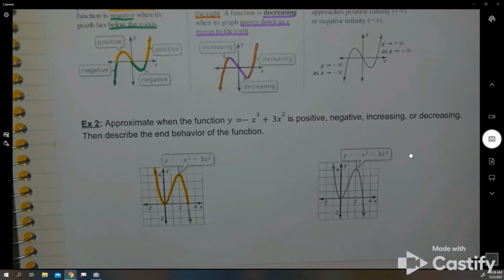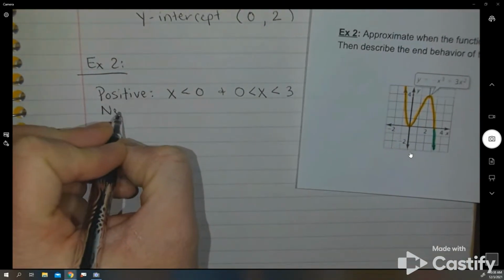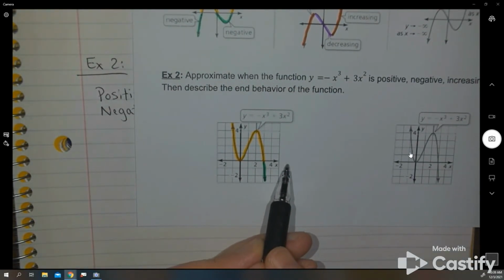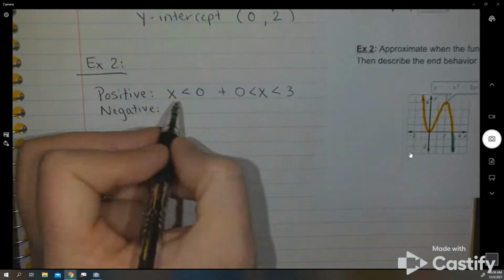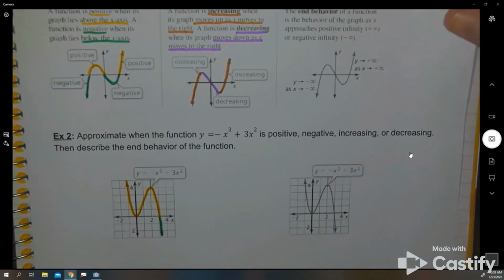I also have negative behavior in this graph. So looking down here, I also have that section right there that shows me negative behavior. So for a negative, it's anytime that x is greater than 3. So as we're continuing this way, getting greater, this line is continuing to go down. So anytime that x is greater than 3, we have negative trend on our graph.